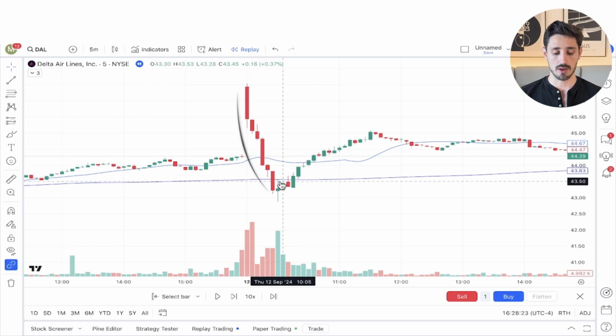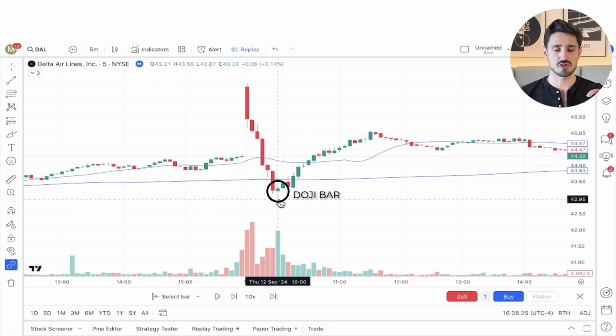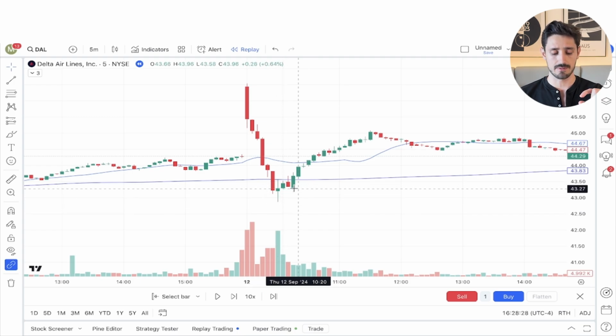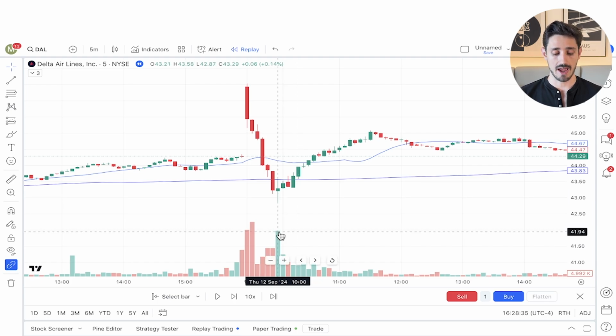And we combined that with a nice doji bar. It's not a small doji bar. This was kind of a bigger doji bar than we wanted. However, it's never going to be completely perfect. And then we also had a volume spike here at the lows. So we got the acceleration, we have the extension, we got the volume spike, and we got a doji bar, which is our entry bar.